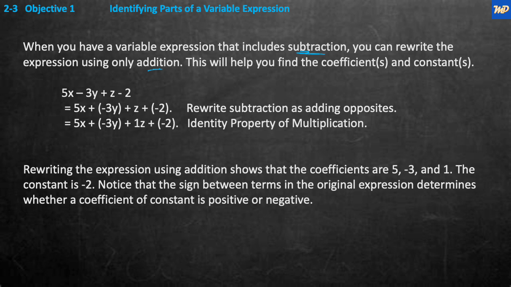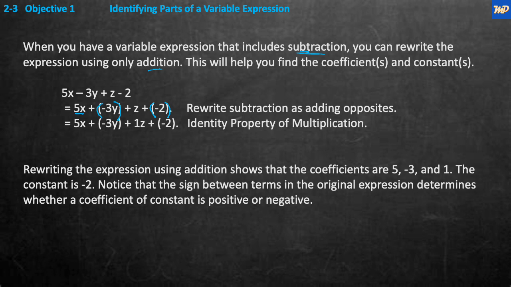Well, how are we going to rewrite it? We're going to say 5x, and instead of minus 3y, we're going to say plus the quantity negative 3y, plus z, we already have a plus z, and instead of minus 2, we're going to write plus the quantity negative 2. So now we've written these two negatives as positives, and we brought the negative sign in with the coefficient of the variable, and the constant itself. So we've changed out the minus signs for plus signs.